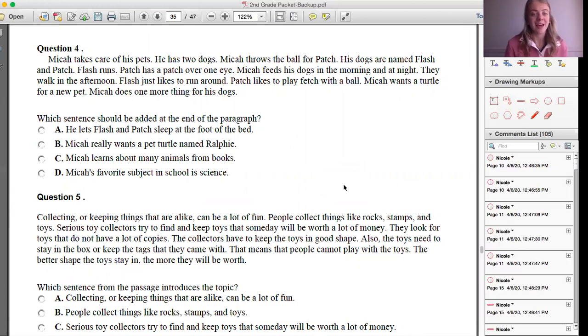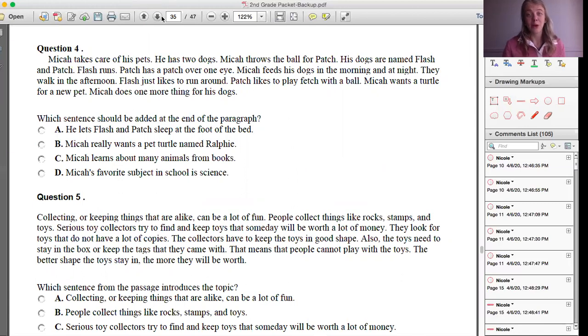Which sentence should be added to the end of the paragraph? He lets Flash and Potch sleep at the foot of the bed. Micah really wants a pet turtle named Ralphie. Micah learns about many animals from books, or Micah's favorite subject in school is science.